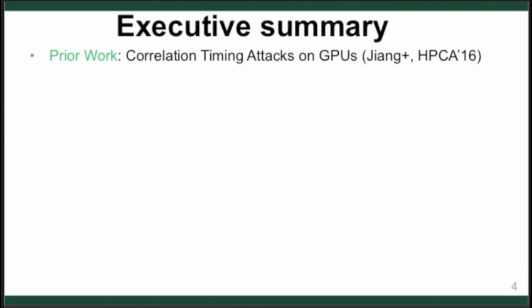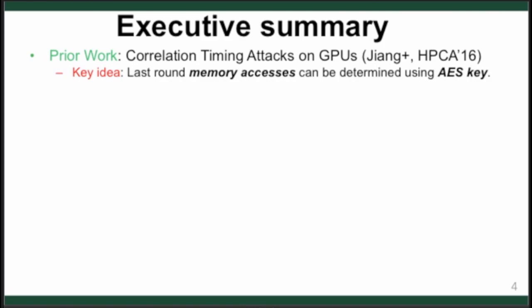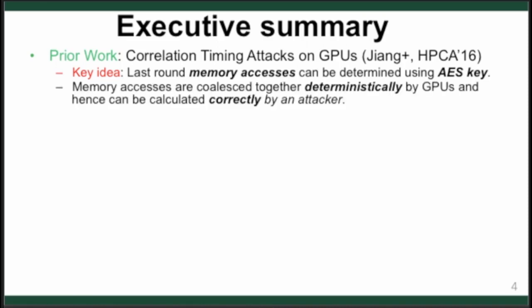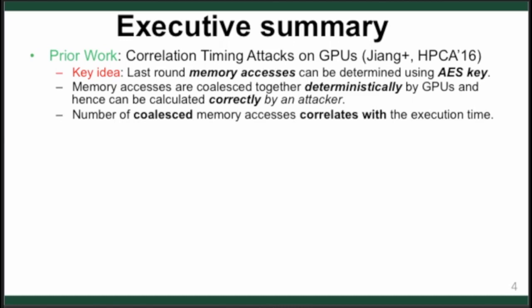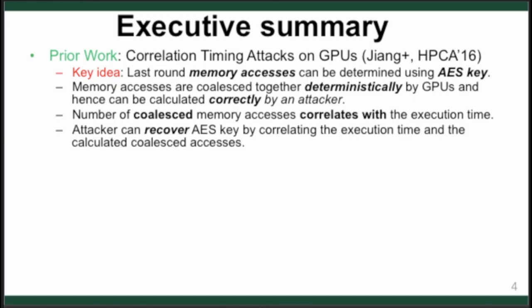Previous work has successfully demonstrated a correlation timing attack on the GPUs. The key idea exploited by this attack is that the AES key helps to determine the last round memory accesses generated by the table lookups involved in the AES encryption. These memory accesses are coalesced together deterministically in the GPU and therefore can be calculated correctly by an attacker. Since the number of coalesced accesses affect the execution time, the attacker can recover the AES key by correlating the number of coalesced accesses calculated by her and the execution time.